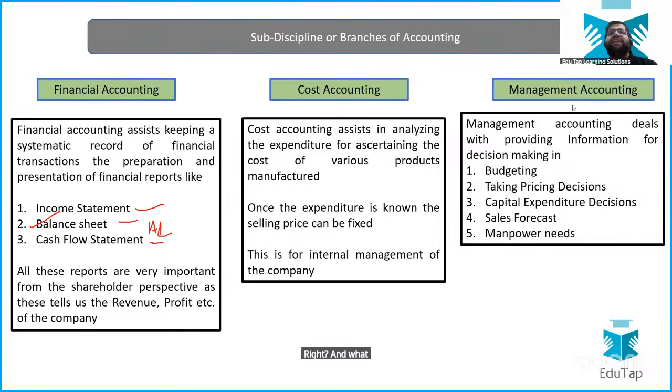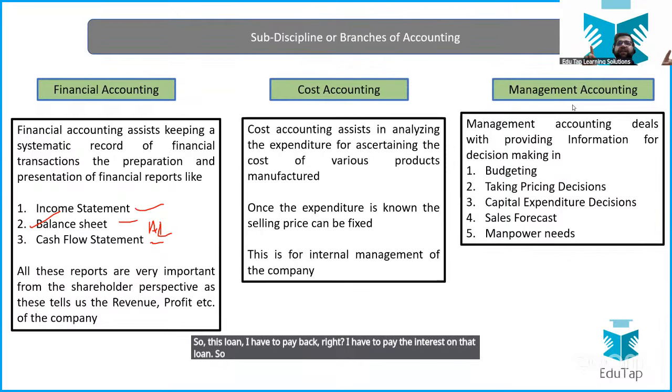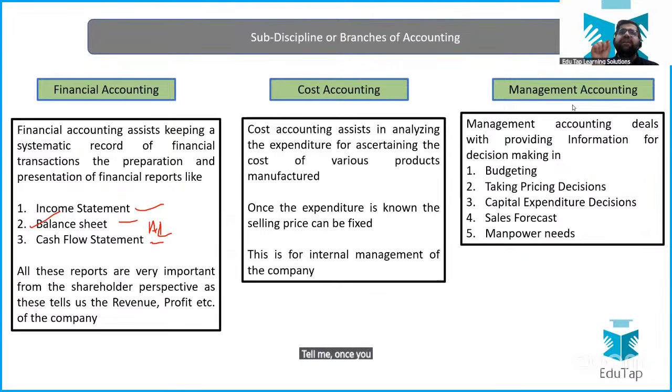And what is liability? Liability is basically all your obligations which you have to pay, right? For example, if I have taken a loan from the bank, this loan I have to pay back, right? I have to pay the interest on that loan. So this is all your liability. Tell me, if you take any kind of udhar from your friend, is this a liability? Answer is yes. So basically, the balance sheet will tell you that these are your properties and these are your liabilities, right?